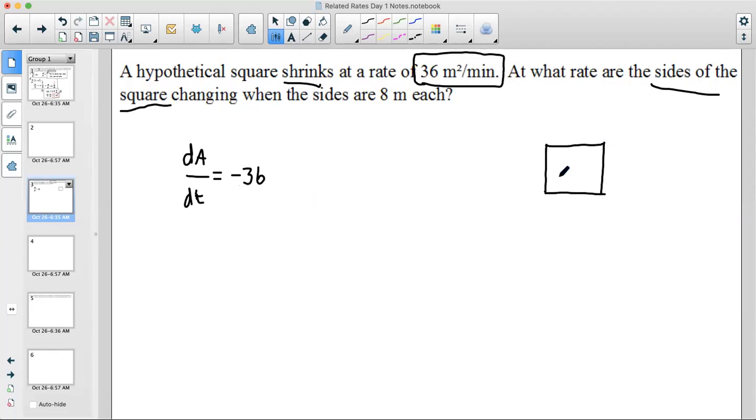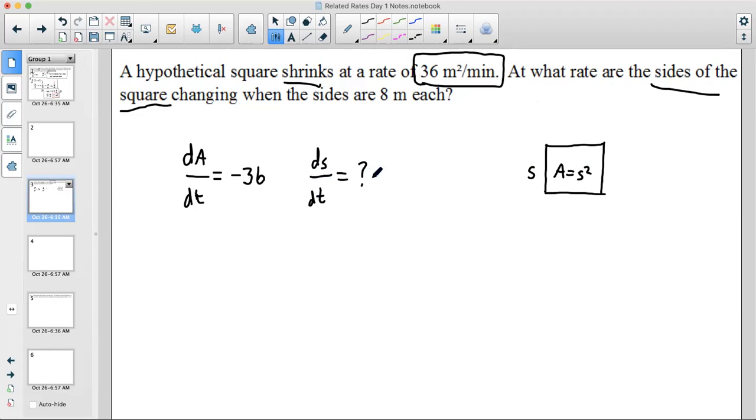Here's a square. And its area, if the side is called S, we find by doing S squared, S times S. And so this is going to be the equation that relates, well, it says at what rate are the sides of the square changing when the sides are 8 meters each? They want dS/dt. If you call this side S, you can call it X or K or whatever you want to, but I call it S because the word side begins with the letter S. So it helps me remember what it is. And this is what they want me to find. At what rate are the sides changing?